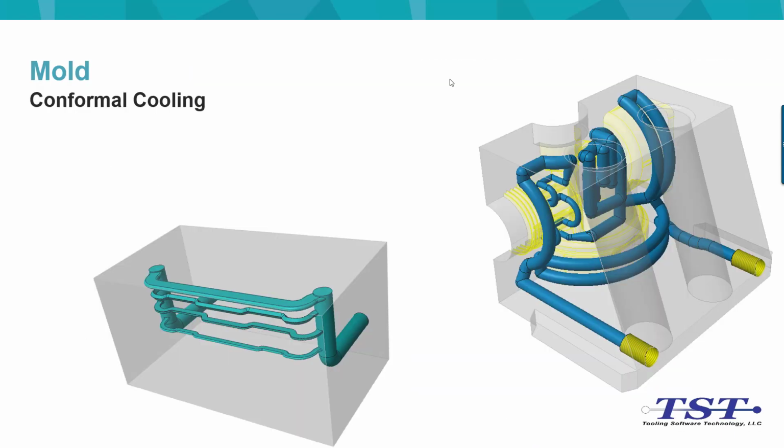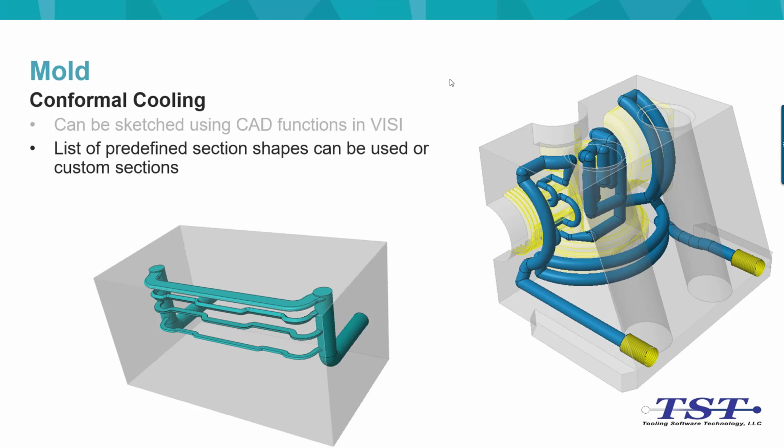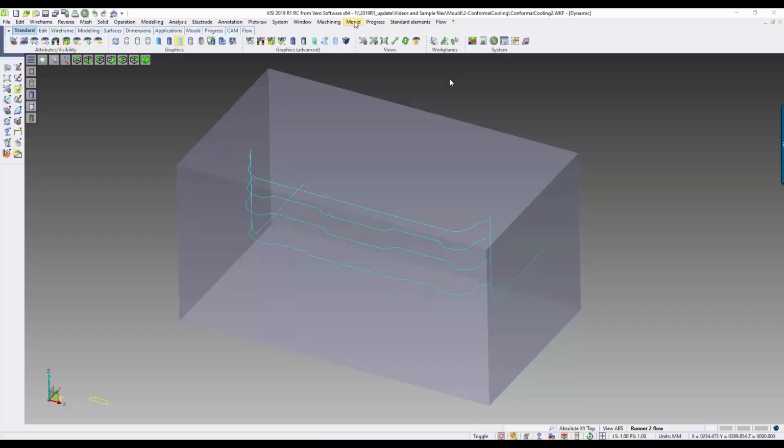So now we're going to go into the mold for conformal cooling. You can create conformal cooling based on sketched CAD functions inside of Visi. You can create predefined shapes, or you can use a custom shape, and these are editable after subtraction. So we'll go over this real quick.